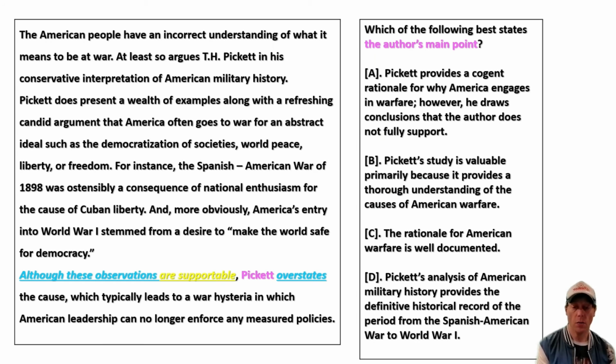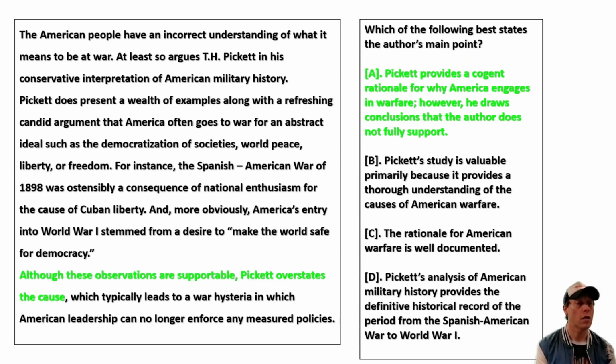And then it says, although these observations are supportable. Okay, so we've got a contrast conjunction, although, and these observations are supportable. Okay, so Pickett's observations are supported with perhaps evidence, comma, Pickett overstates. So although something positive, comma, Pickett negative. I'm going to choose A, and here is why.